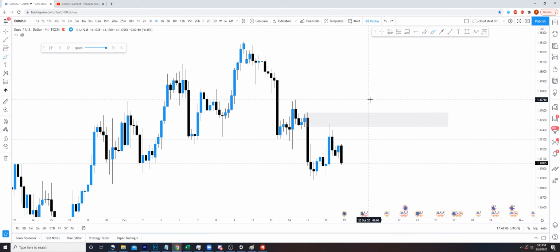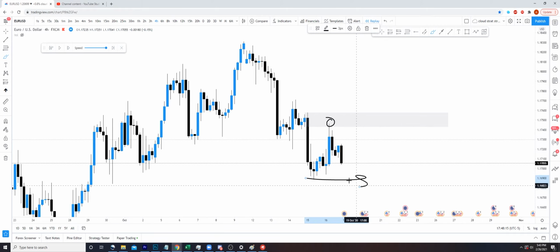Because again, remember that just because there's a mitigation of a supply or demand zone does not mean price wants to continue in that given direction. Just because it mitigated this does not mean it wants to get below here. It can, right? And if you're structurally bearish, then that's something that you can aim for. However, a demand or supply zone does not guarantee whether or not price wants to go higher or lower.